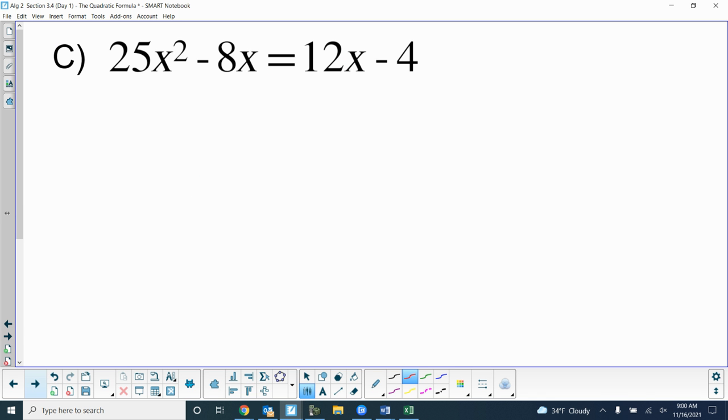What am I got to do first here? Get everything on the left and what's on the right? 0. Okay, go ahead and do that one on your own. And then we'll go over it.